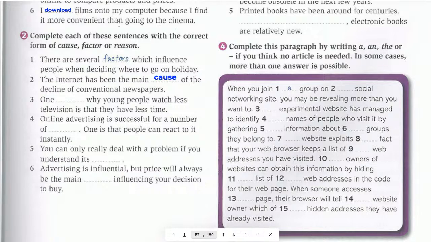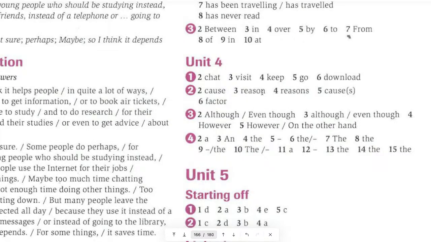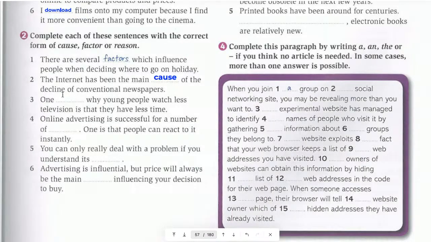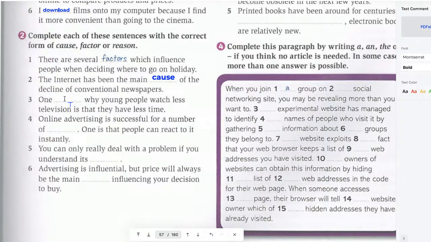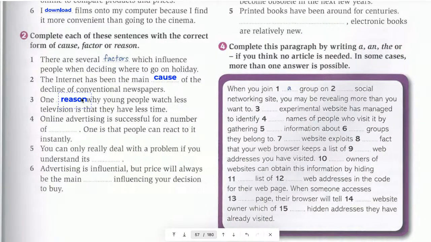Okay. Number 3, one blah blah. Why young people watch less television is that they have less time. One what? So the answer for number 3 is reason. Okay. Now I also need some explanation here. Why do we need to use the word reason here and not cause?